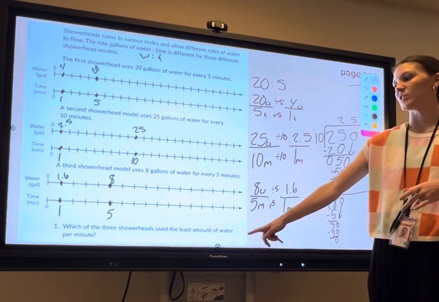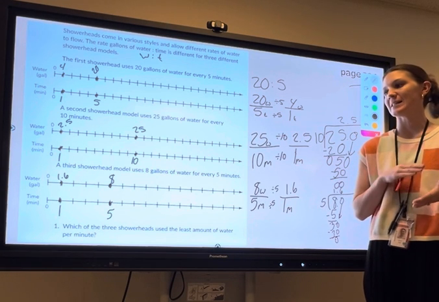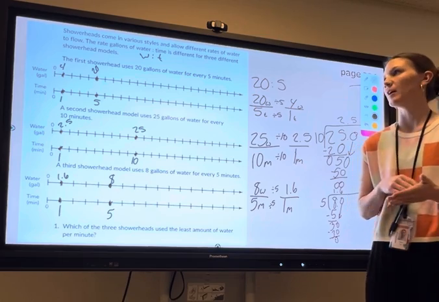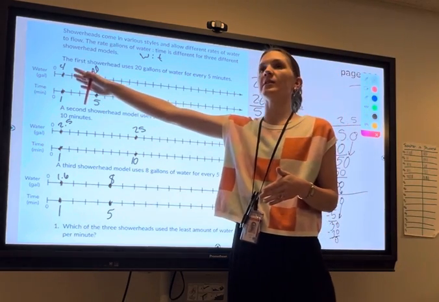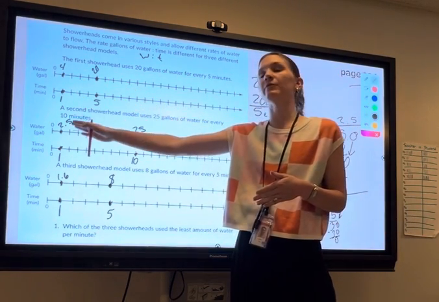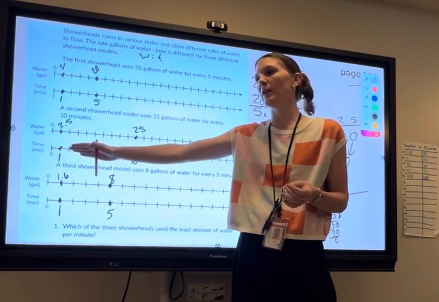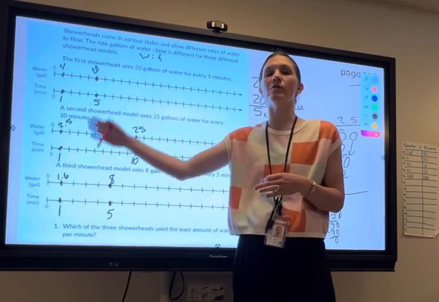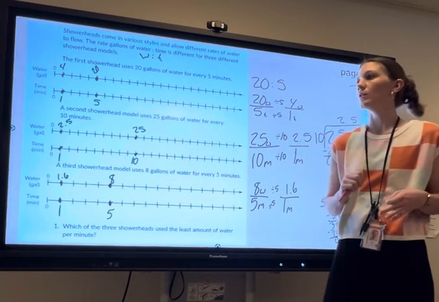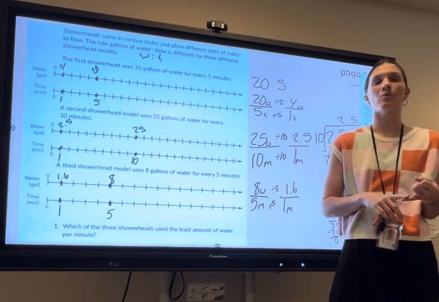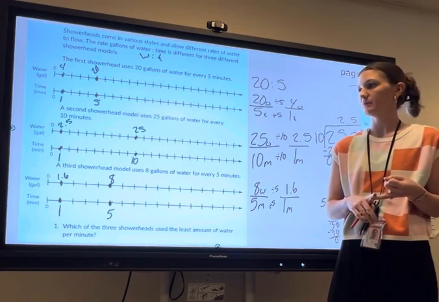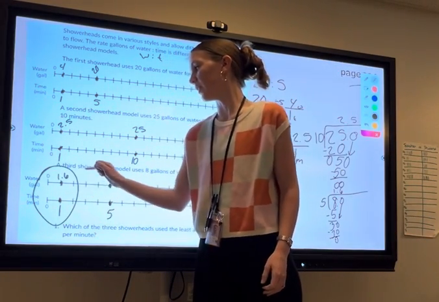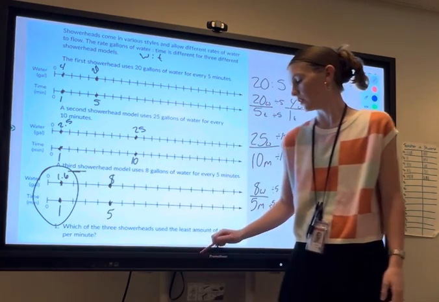Number 1 says, which of the 3 shower heads use the least amount of water per minute? So if I'm looking at my water usage per minute, I have 4 gallons of water for 1 minute. I have 2.5 gallons of water for 1 minute. And I have 1.6 gallons for 1 minute. Which one used the least? Which one do you think used the least water per minute? It would have been this one, right? It would have been your third shower head.